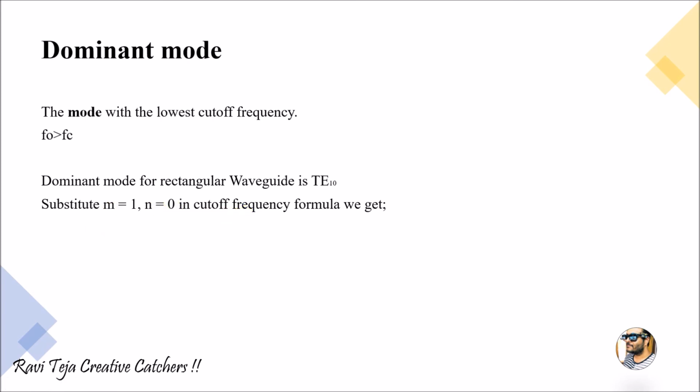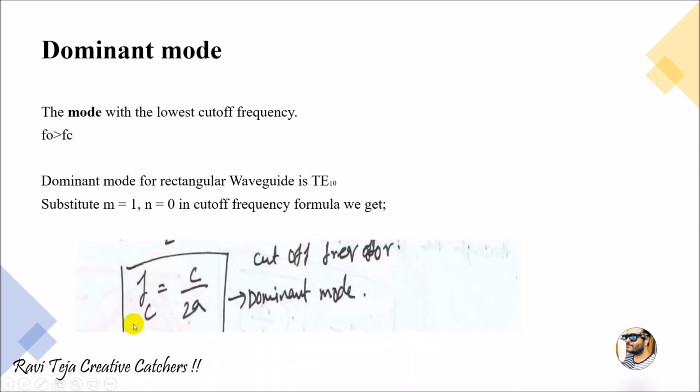If you are not aware of this cutoff frequency, please watch my previous video regarding the cutoff frequency. So substituting M equal to 1 and N equal to 0 in the cutoff frequency formula, we get Fc equal to C by 2A. After substituting the values M equal to 1 and N equal to 0 in the cutoff frequency formula, we get Fc equal to C by 2A, which is nothing but the cutoff frequency for dominant mode.